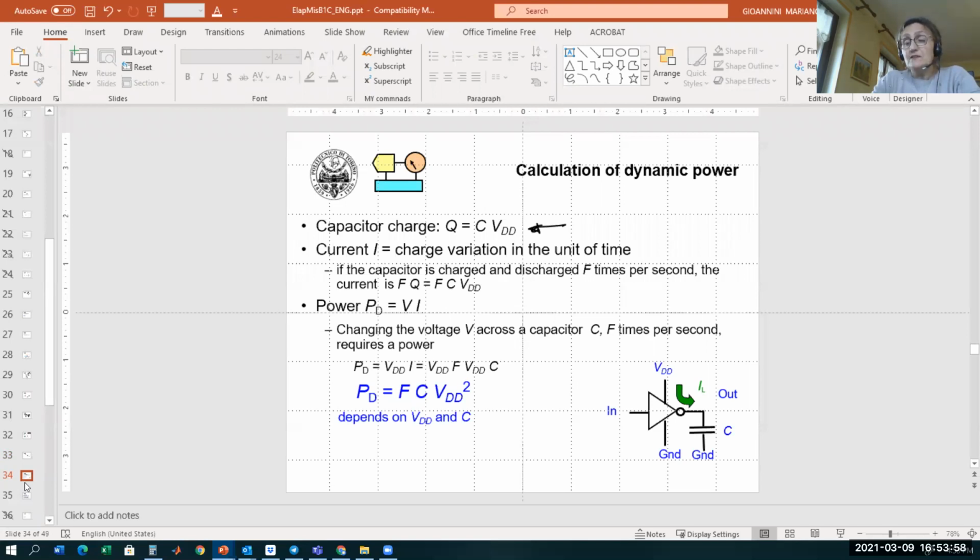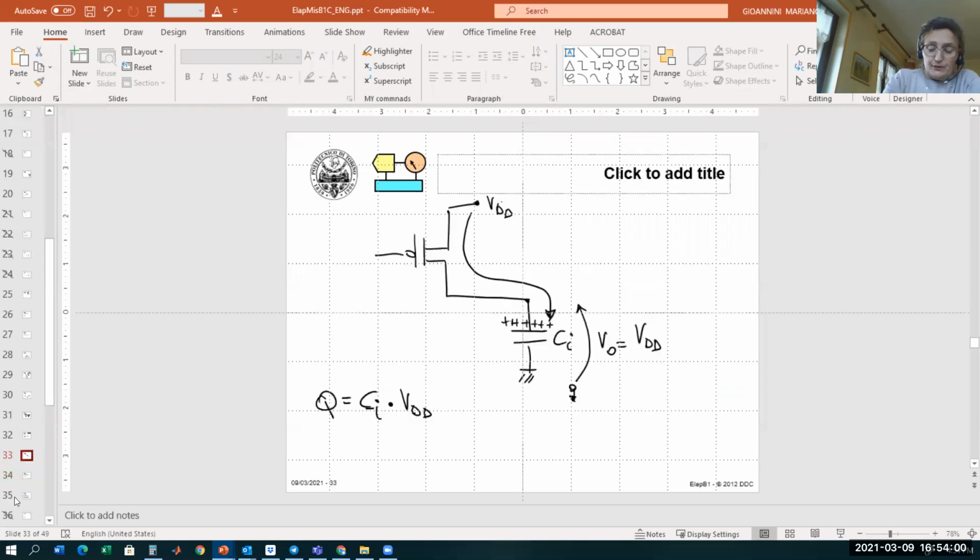How much is the current? A rough approximation of this current, I remind you that by definition, current is Q over T, so the variation of quantity of charge per unit of time. So I can estimate the current during the transient as the quantity of charge that I accumulated divided by the duration delta T of the transient.